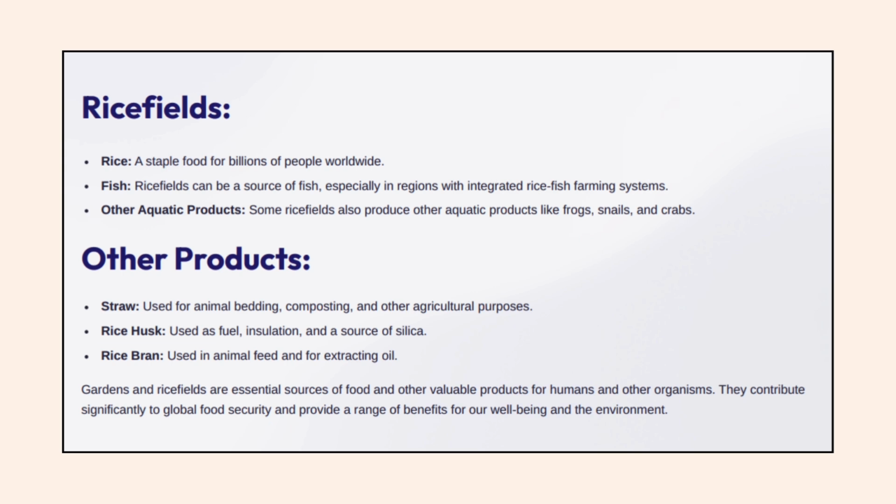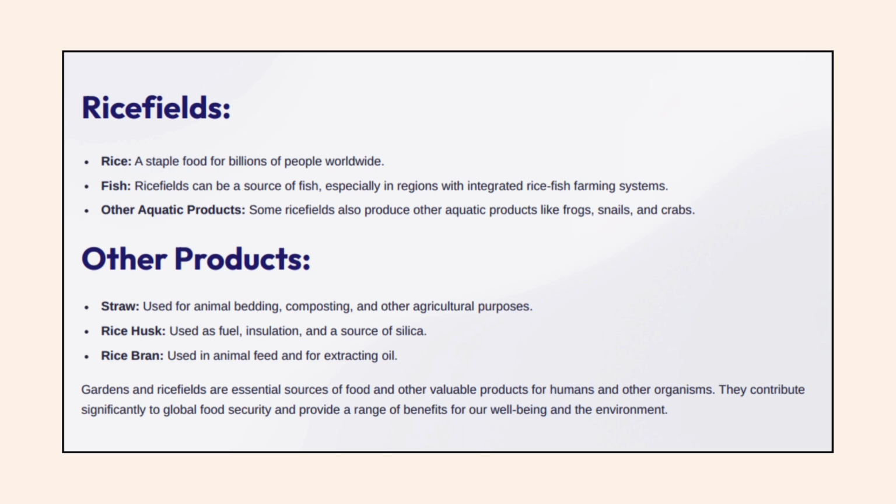So other products that we can generate from rice fields, we have straw, used for animal bedding, composting, and other agricultural purposes. Rice husk, used as fuel, insulation, and source of silica. Rice bran, used in animal feed and for extracting oil.